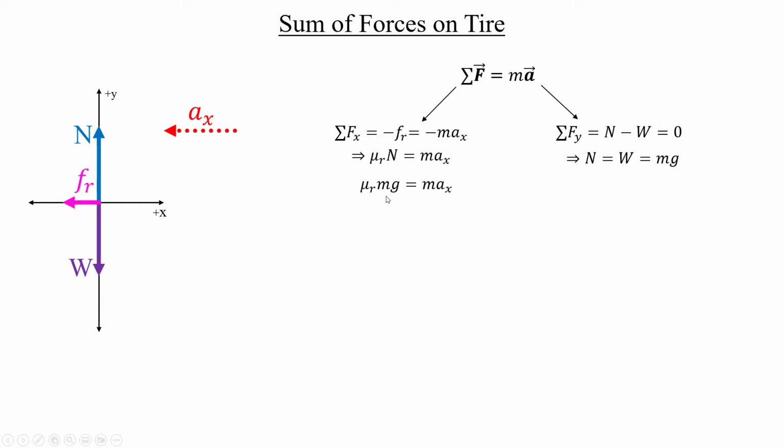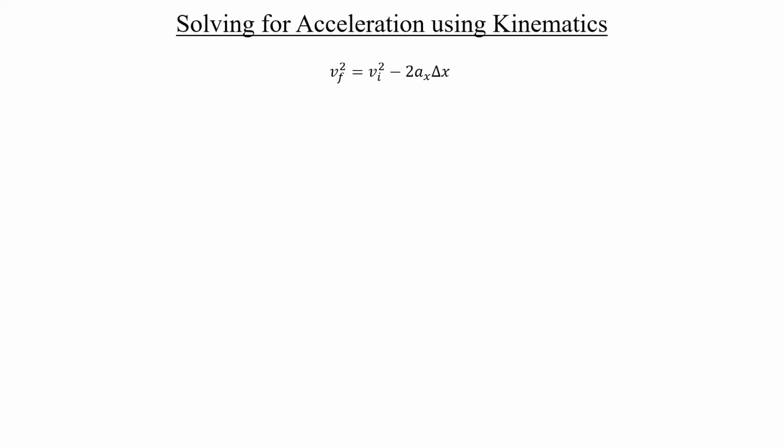Since we have a mass on both sides, we can cancel that out. And what we ultimately want to solve for is the coefficient of rolling friction. So let's divide both sides by g. And while this is helpful, we don't know what this is. We have no idea what the acceleration is. We weren't given that in the problem description. So what are we supposed to do? I would recommend using kinematics to solve for this value. And in fact, we'll do that in the next slide here, using this equation.